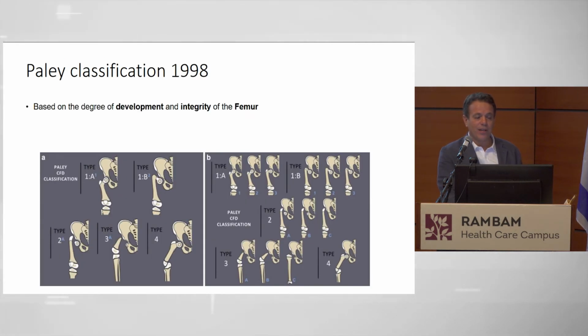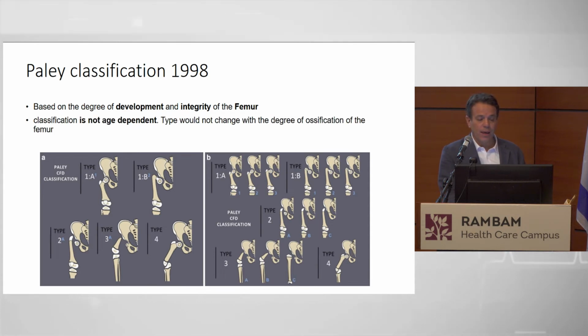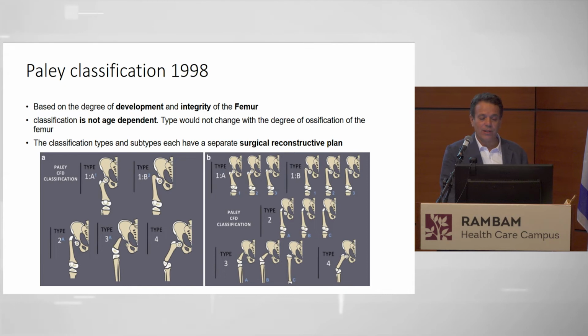The Paley classification is based on the degree of development and integrity of the femur. It's not age dependent, and that's what's special about it. The type would not change with the degree of ossification of the femur during the age. And the classification types and subtypes each have a separate surgical reconstructive plan.